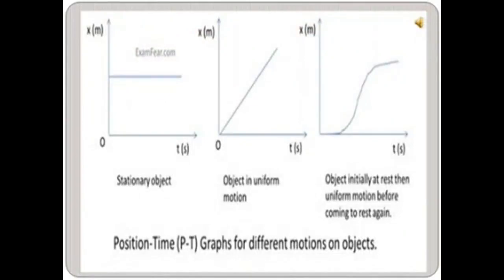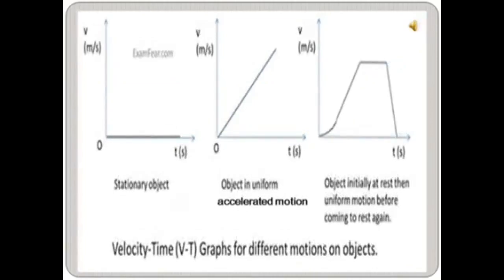This slide shows position diagrams for different motions of an object. First graph shows an object which is in stationary state. Second graph shows an object in uniform motion, and third graph shows an object initially at rest, then uniform motion before coming to rest again. This slide gives velocity time graphs for different motions of objects.